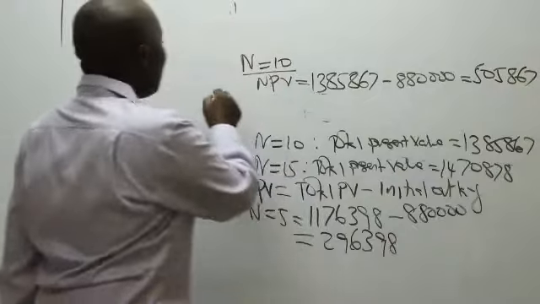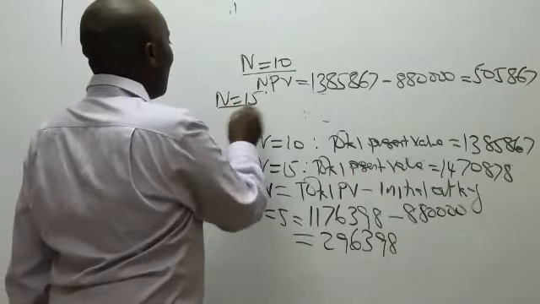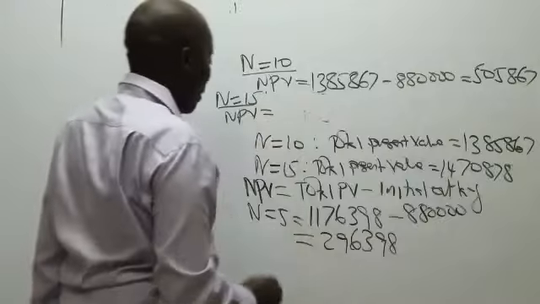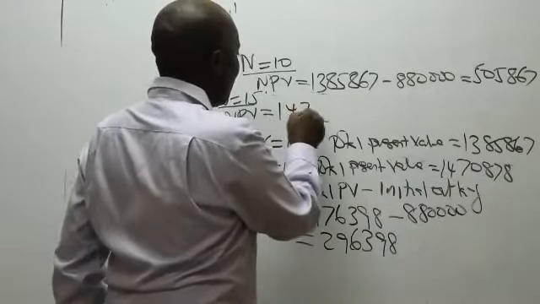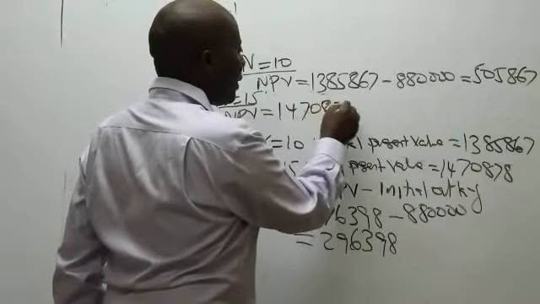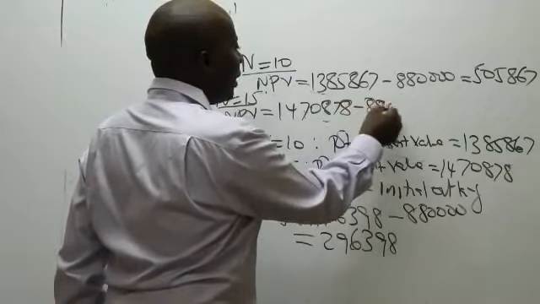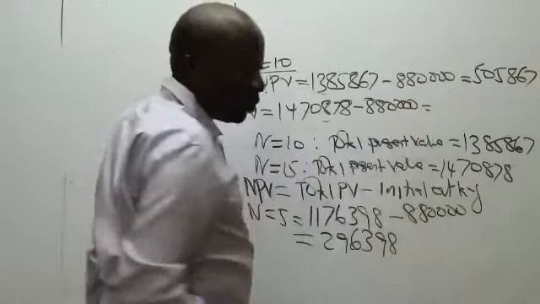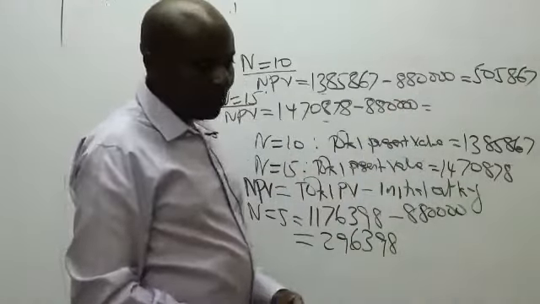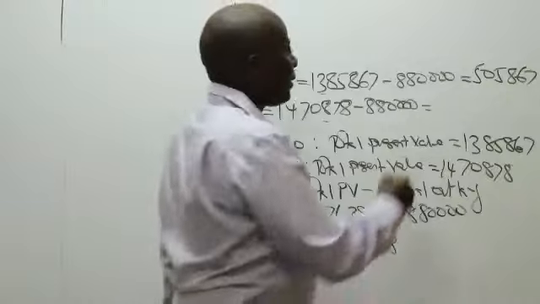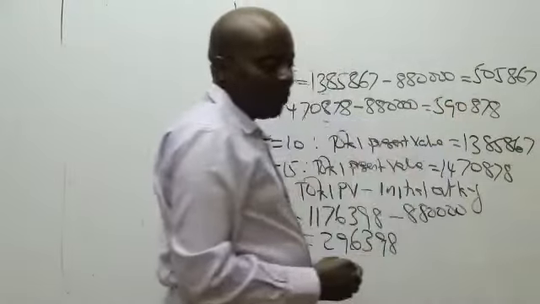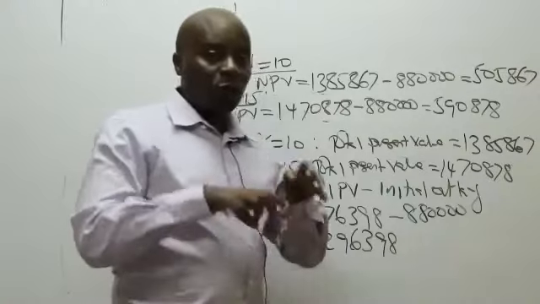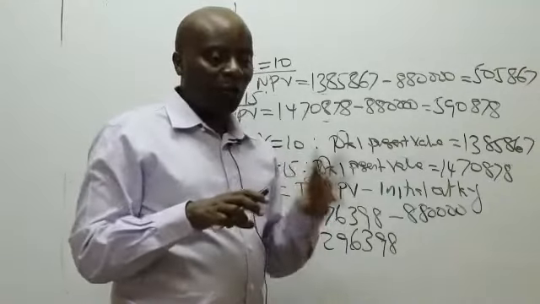When n equals 15, NPV will be equal to the total net present value of 1,470,878 minus 880,000, which will give me 590,878. But now, ladies and gentlemen, if you look at it, the question was not about just net present values.